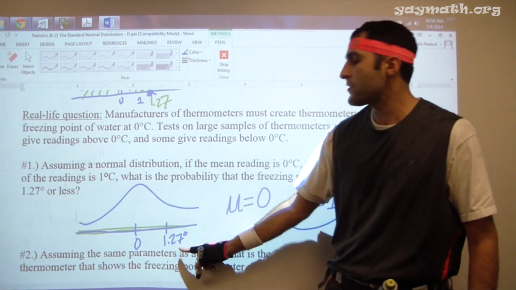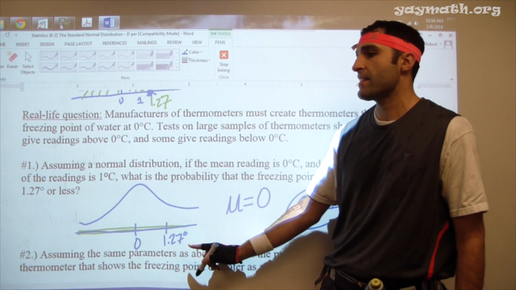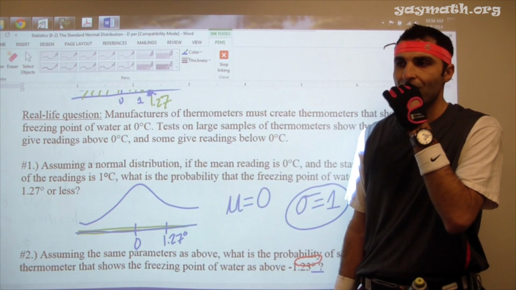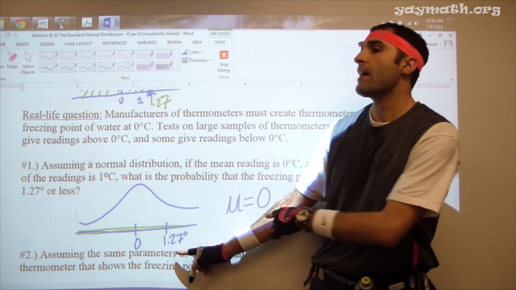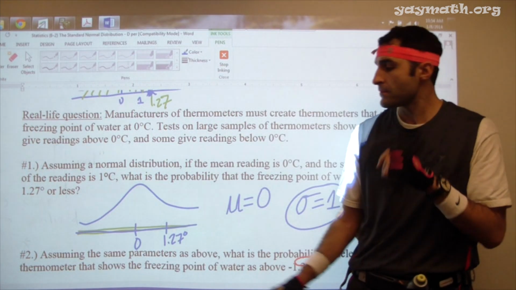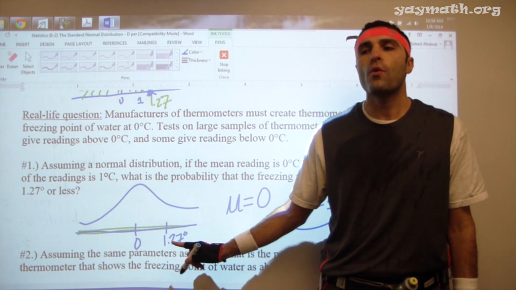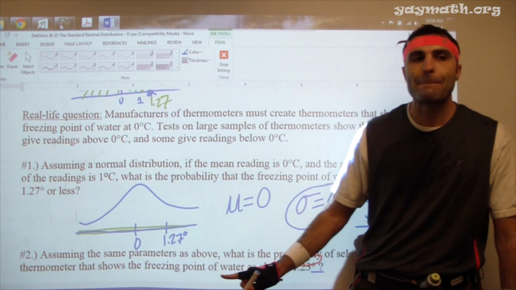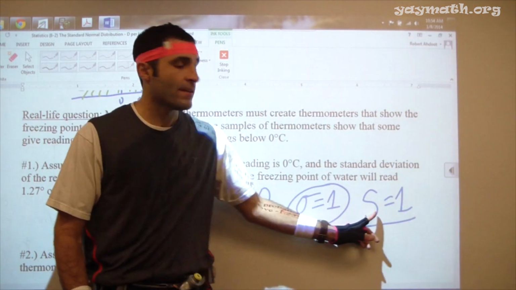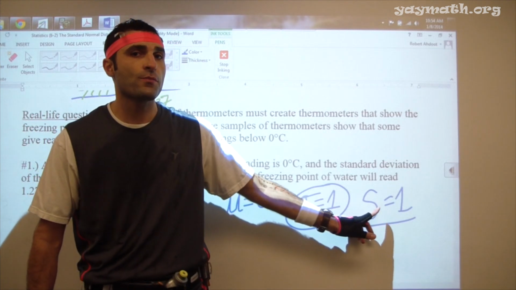Back to you, Don. 1.27 not only is the reading of the thermometer, but it's the what in this case? Standard normal curve. Go ahead. 1.27 is not only degrees, but it's also the what of this curve? The z-score? The z-score. The standard deviation is 1. Maybe I didn't phrase the question well. Okay? Standard deviation is 1.